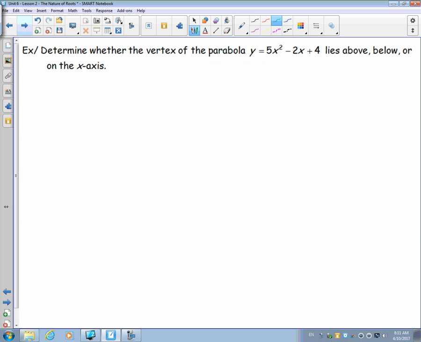Okay, let's do some problem solving. So determine whether the vertex of the parabola, given here, lies above, below, or on the x-axis. So there's some things I can figure out. The first thing I want to know is, well, does it have zeros? Because if it lies on the axis, its 0 is the vertex. So I just look at that as the standard form. As soon as I see standard form, I'm thinking about zeros. I'm thinking about my discriminant. So let's make my calculation.